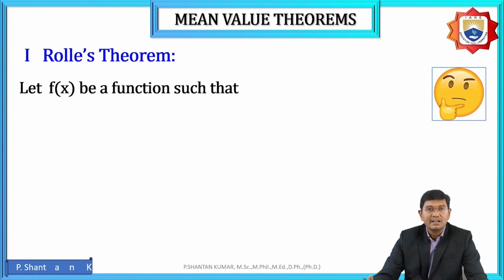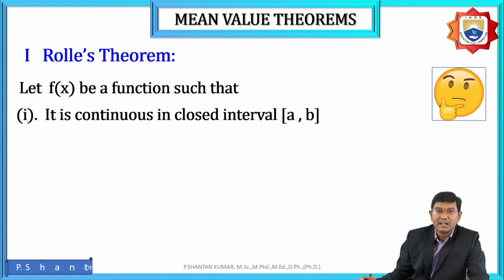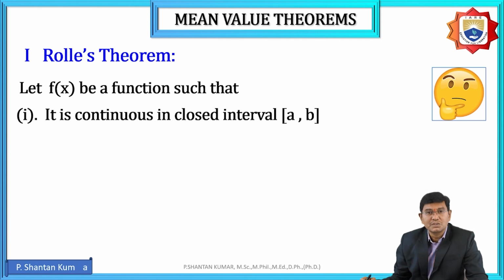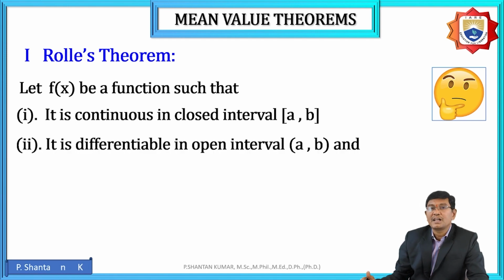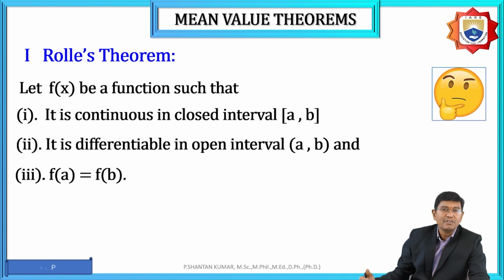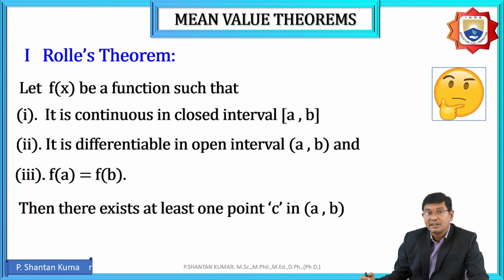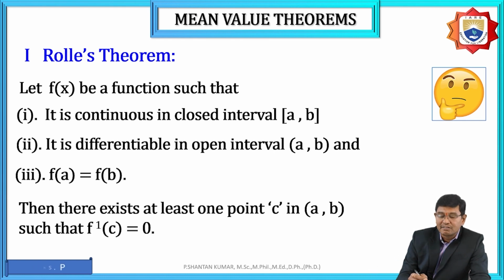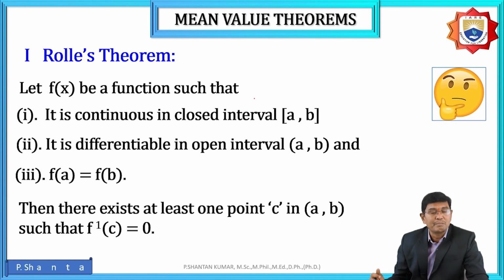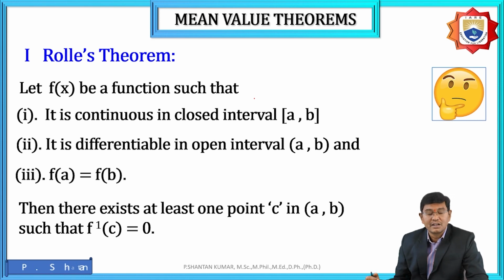Let us consider f of x to be any function such that three conditions are required. One, it is a continuous function in the closed interval [a, b]. Second, it is differentiable in the open interval (a, b). And third, f of a is equal to f of b. Then there exists at least one point c in the open interval (a, b) such that f dash of c is equal to 0. These three conditions are required to be satisfied. Then only will Rolle's theorem be applicable. If any one of the conditions is not satisfied, then Rolle's theorem does not hold.